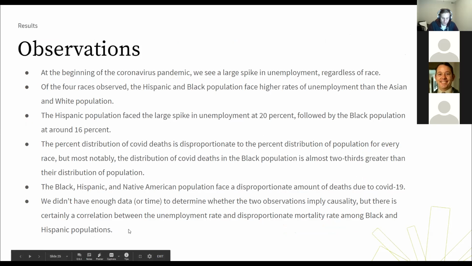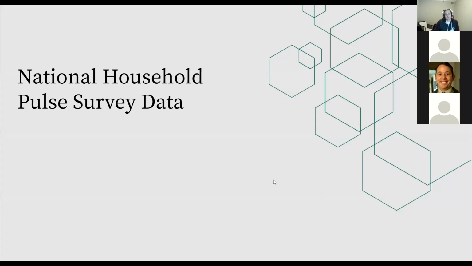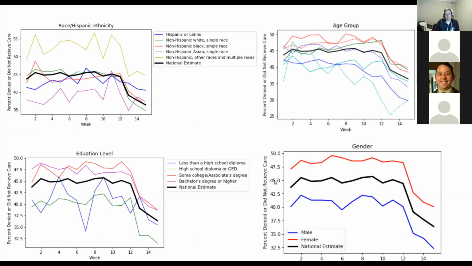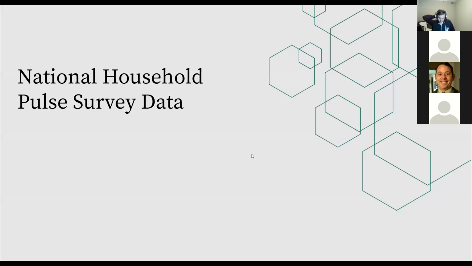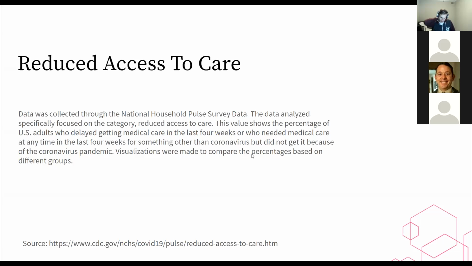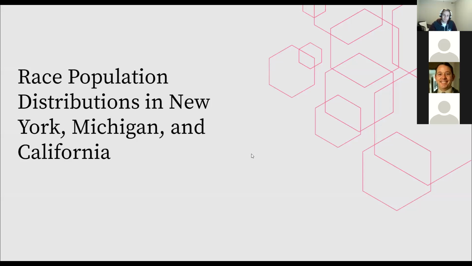One thing to note is our team didn't have enough time or data to determine whether the two observations imply causality, but there's certainly a relationship between the unemployment rate and disproportionate mortality rate among Black and Hispanic populations, which I will go into just since we're talking about it. I'll come back to these visualizations. This is a survey that was collected about access to healthcare, which I will come back to. I want to talk about race population distributions in these 3 states.